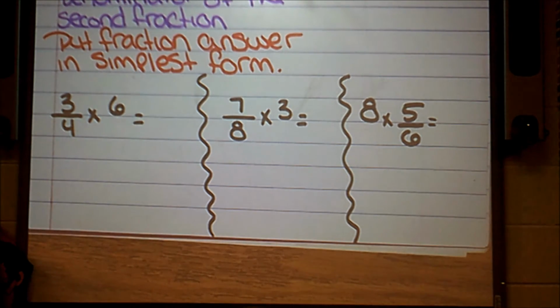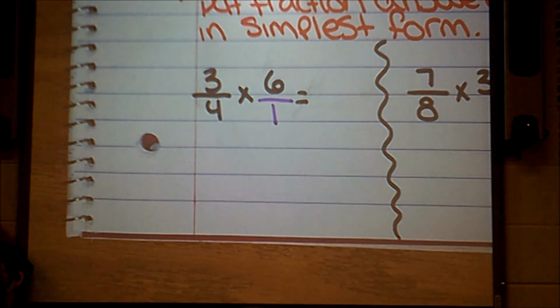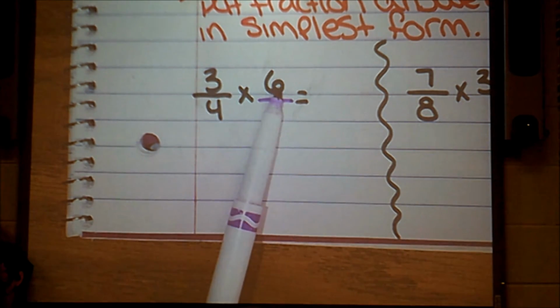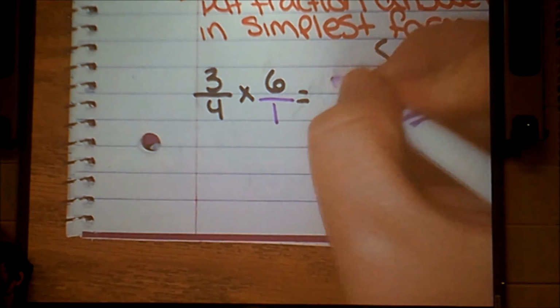So I have 3 problems here for you. Now, if you feel confident in your ability to solve these problems, then please write these problems down, pause it, and solve them, and then check yourself with my work. I'm going to start by giving my 6 a denominator of 1. And then I know I can simply do numerator times numerator, denominator times denominator.